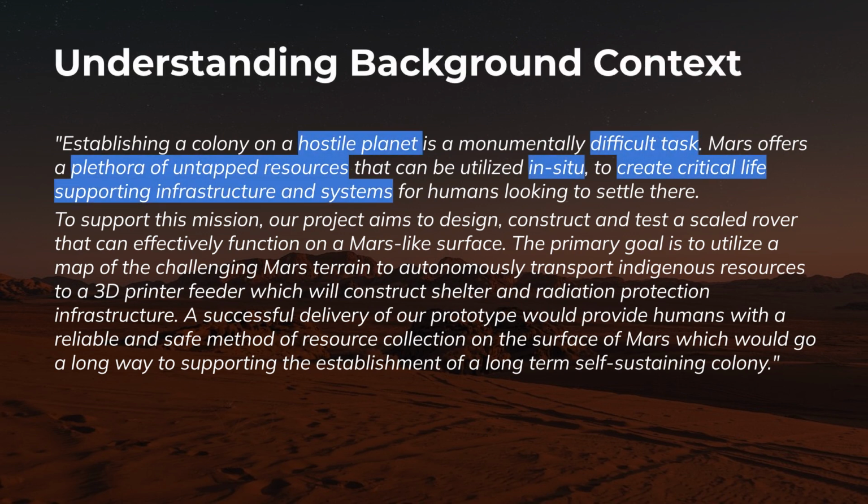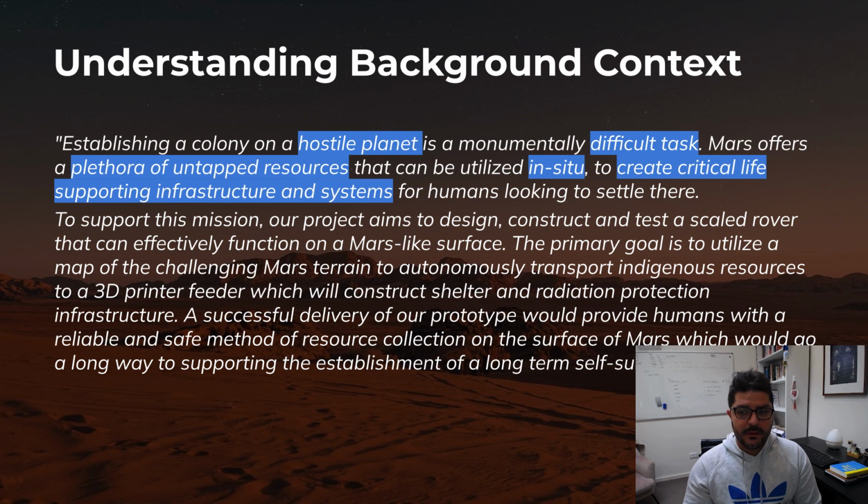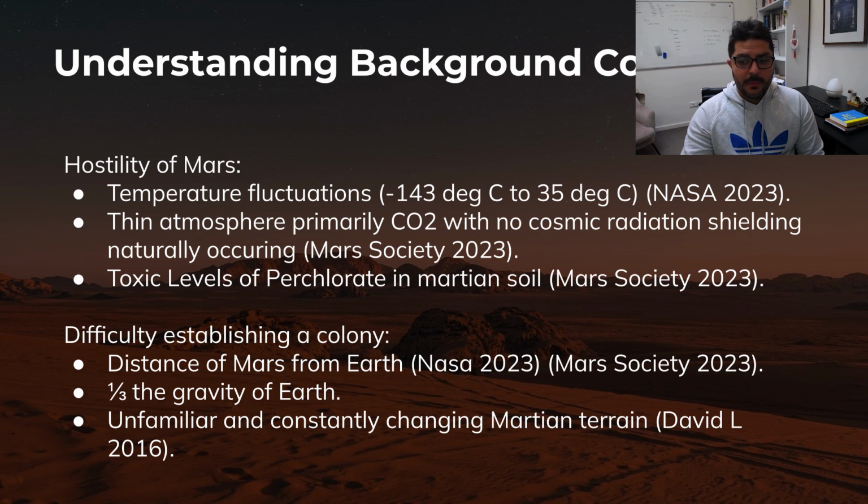So firstly, understanding the context. To help us better understand the environment and the context of the problem, we looked at publications that discuss the difficulties of colonizing Mars, as well as the dangers and opportunities presented by such a venture. A number of publications discussed hostility of Mars towards humans. They highlighted aspects like temperature fluctuations, a thin atmosphere made up primarily of CO2 with no natural radiation shielding, as well as toxic levels of perchlorate in the Martian soil.